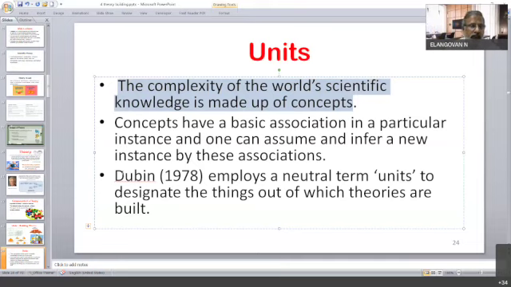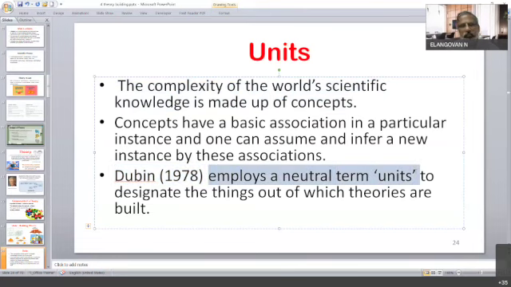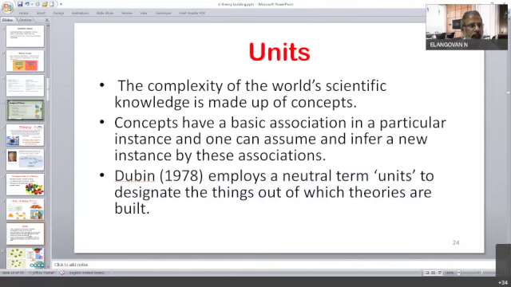So we are talking about Dubin, Robert Dubin, I was mentioning. Robert Dubin employs a neutral term called units to designate the things out of which theories are built. So now we will start calling the fundamental of a theory a unit. A theory is built based on units. A unit is nothing but the smallest piece of a concept.